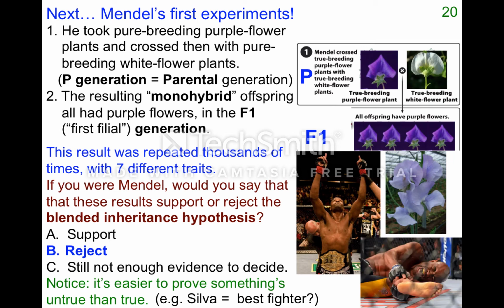But as soon as he loses a fight, which he did by breaking his leg in a horrible way, then that hypothesis is gone. We know for sure already that in a single fight, Anderson Silva is not the best fighter. Whoever that guy was who beat him is now the best fighter.